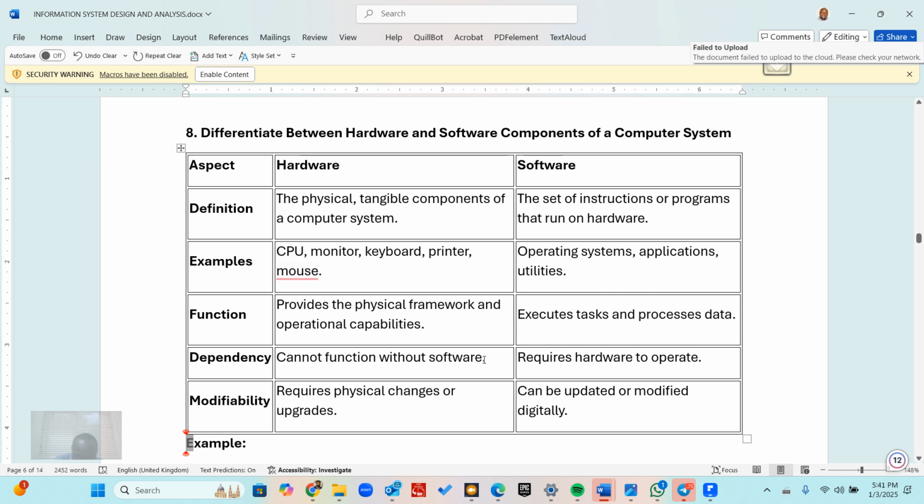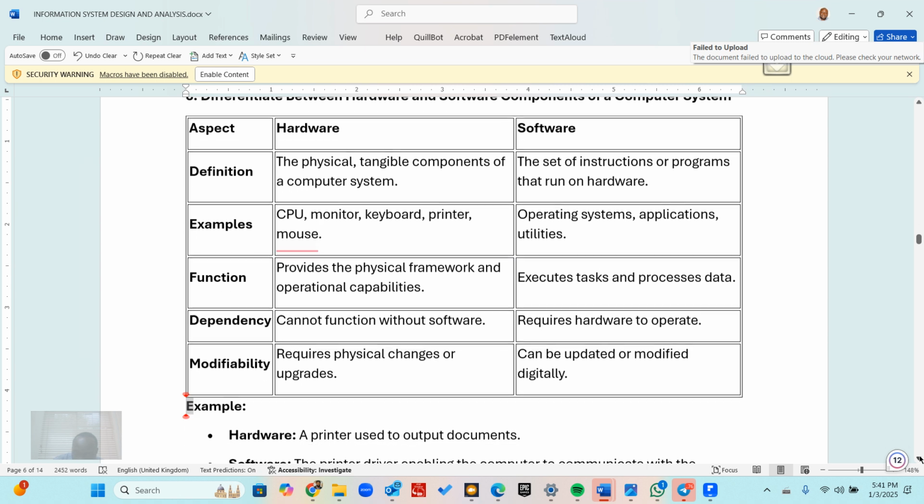If you have hardware, a computer, with no software on it, it can't run. Software requires hardware to operate. So they are symbiotic. The hardware cannot function without software, and the software cannot function without hardware. That's dependence. Modifiability: hardware requires physical changes and upgrades. You can upgrade your RAM, you can upgrade your HDD or SSD.